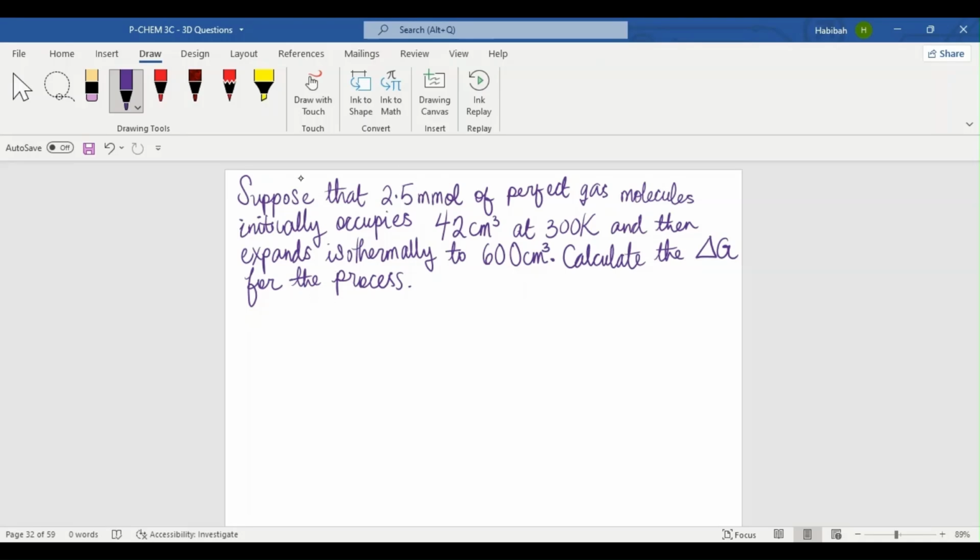The first thing you have to know is to write out your parameters. We're told the number of moles is 2.5 millimole of perfect gas molecules, initially occupying 42 centimeter cubed. So that means we have the initial volume to be 42 centimeter cubed at 300 Kelvin, and then it expands isothermally.